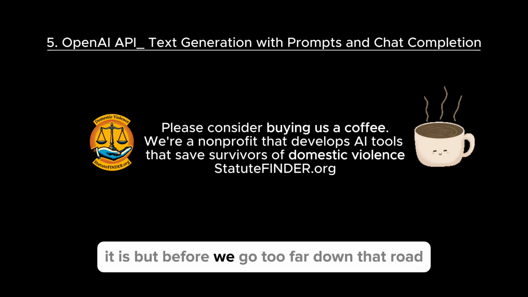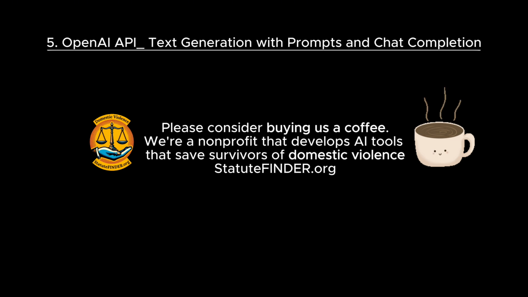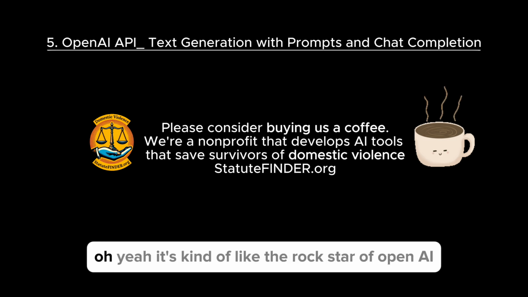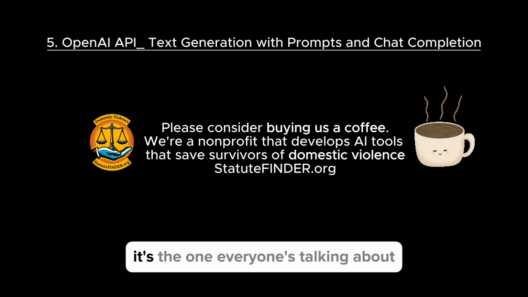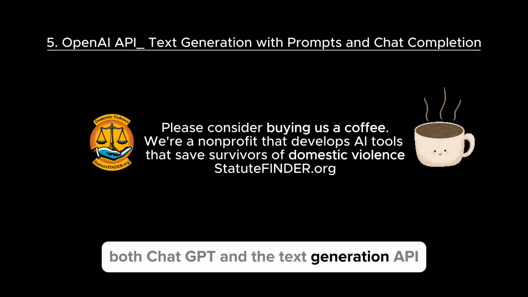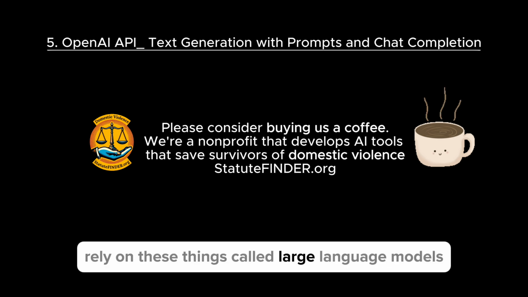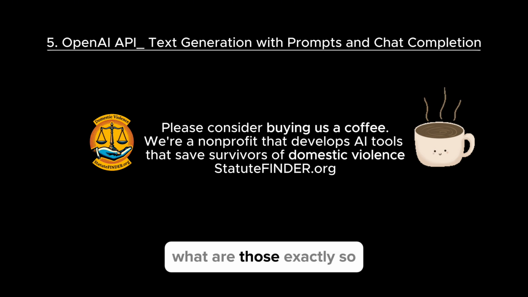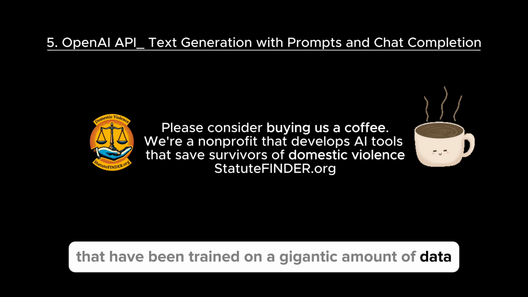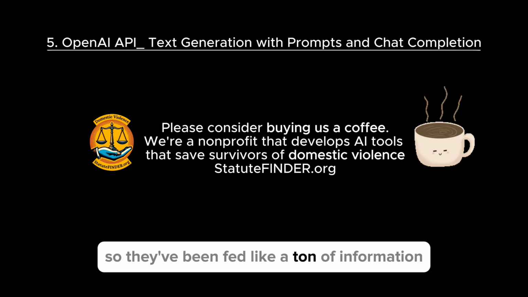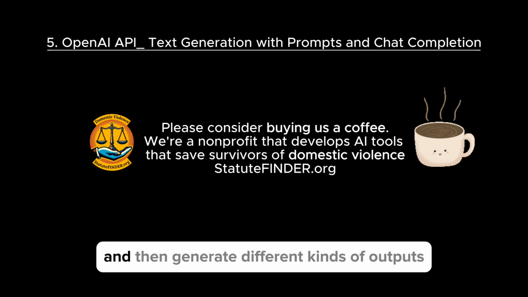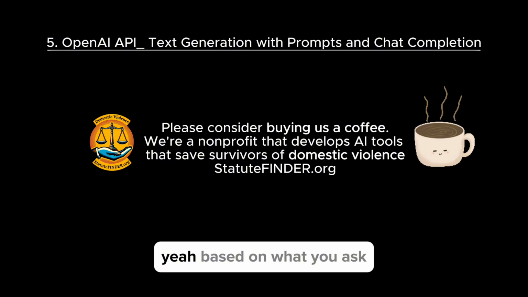It is. But before we go too far down that road, let's start with the foundation. How does OpenAI actually generate text? Okay, so you've probably played with ChatGPT, right? Oh, yeah. It's kind of like the rock star of OpenAI. It's the one everyone's talking about. Yeah, it's super popular. Well, under the hood, both ChatGPT and the text generation API rely on these things called large language models. Okay, large language models. What are those exactly? So think of these models as super brains that have been trained on a gigantic amount of data. So they've been fed a ton of information. A ton. They can understand your instructions, even if they're just written in plain English, and then generate different kinds of outputs based on what you ask.